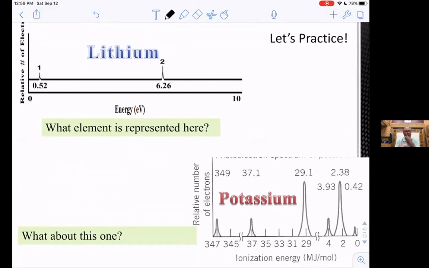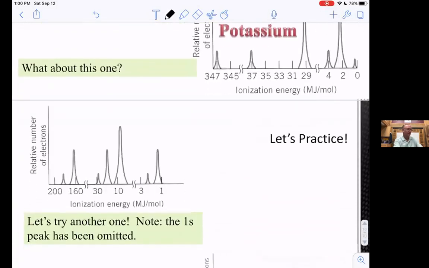Pretty easy. Now look at both of those, one on top of the other. Look at the actual x-axis and the y-axis. They're different. There are lots of different ways that you can see these PES representations. So know what you're doing when you look at the graph. Think about what you're seeing before you just run out there and write some 1s2, 2s2, 2p6 stuff. All right, let's do another one.